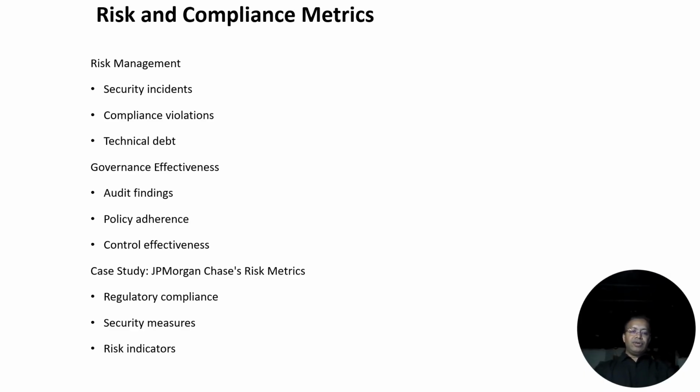A good case study for discussion here with risk and compliance metrics is JP Morgan Chase's risk metrics, where the three elements that JP Morgan Chase does follow and monitor are regulatory compliance, with the nature of business that JP Morgan Chase is involved in, financial transactions and financial nature of its business. Regulatory compliance becomes of primordial importance. Security measures, again, because personal data is at stake, and risk indicators are continuously monitored, and appropriate action is taken to ensure risk is mitigated.